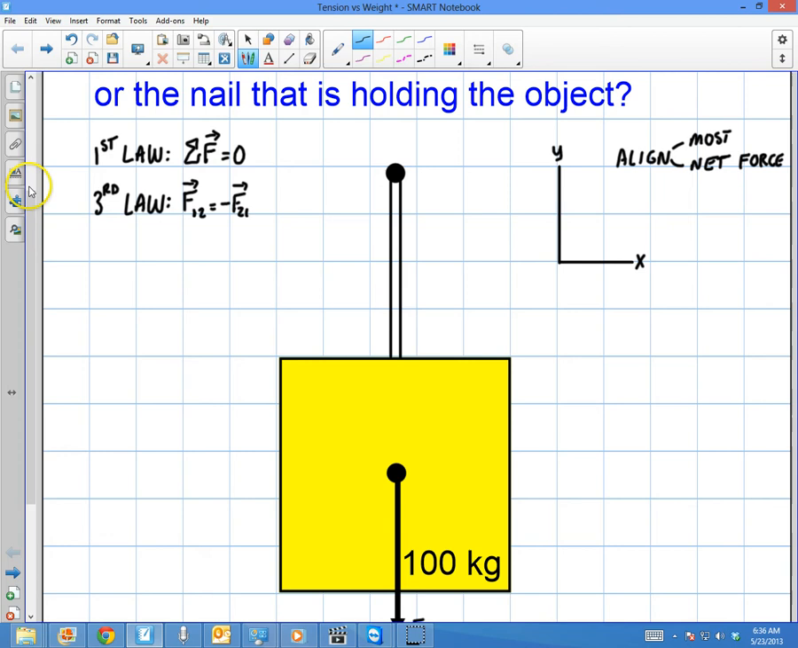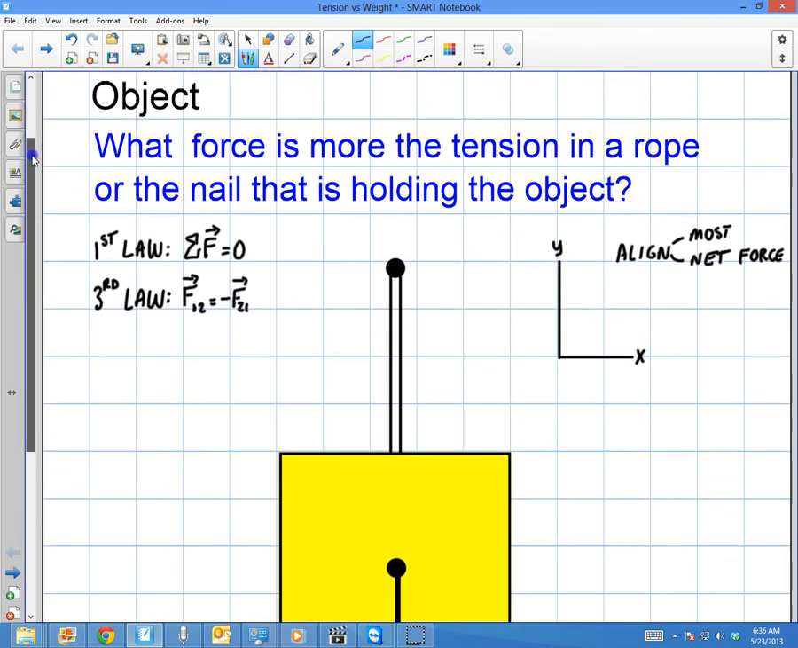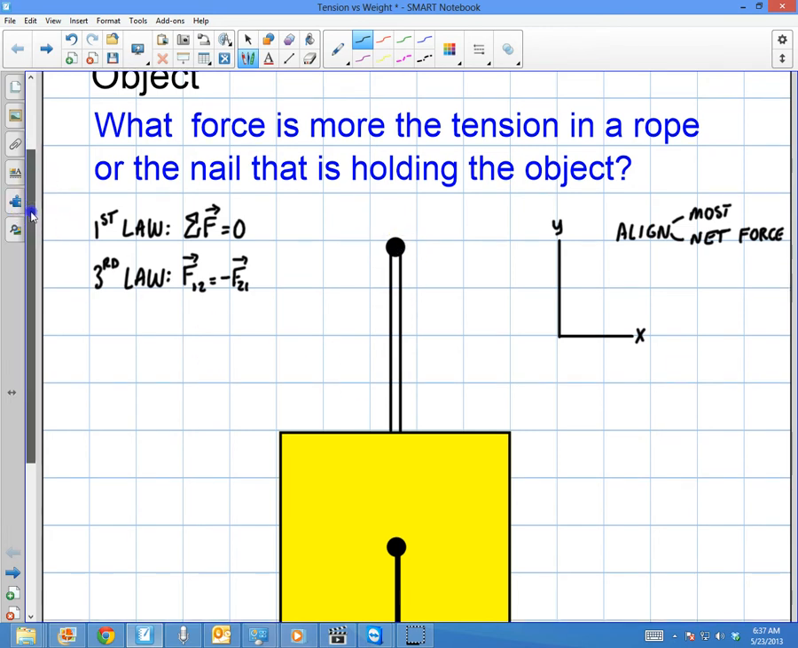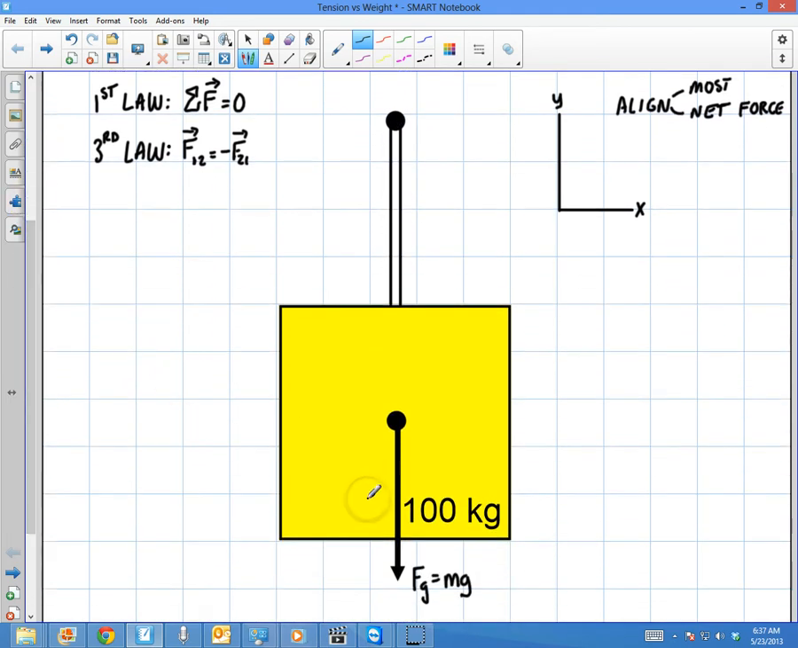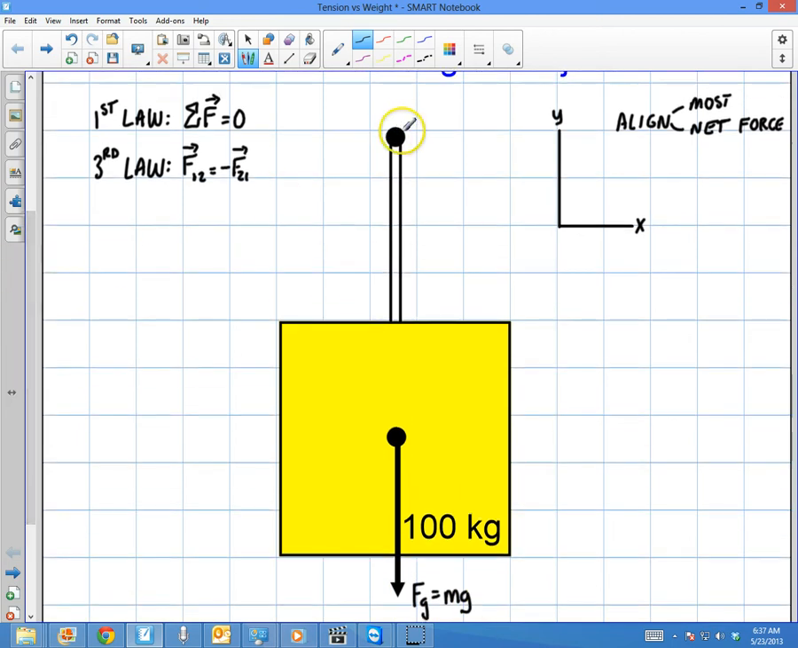Now this particular problem, I'm going to make a few videos on this because I'm going to show you that the tension will change depending upon the angle that you make. But the first thing we need to figure out is, how do I even find the force on this nail? What force does that even represent? Because I only see one force, the force of gravity. That's all that we see. But we're trying to find out the force on this object.